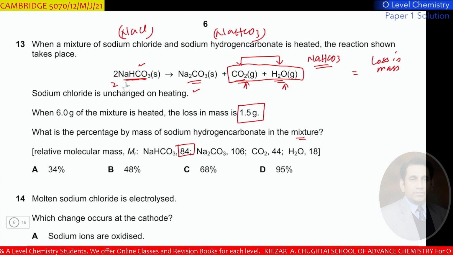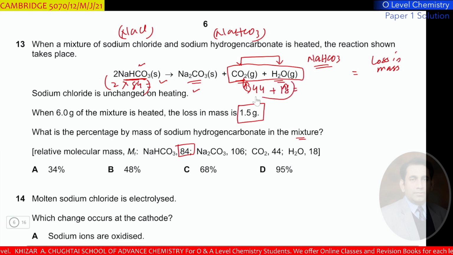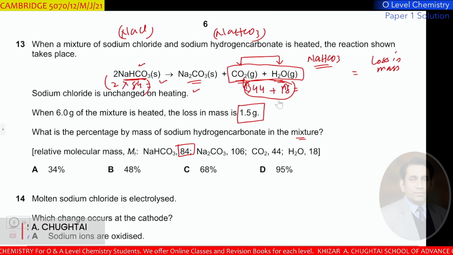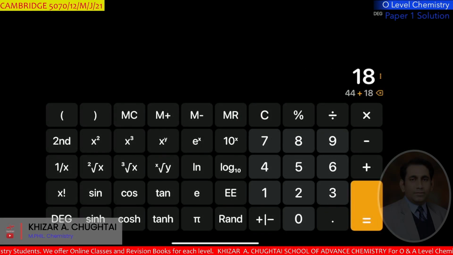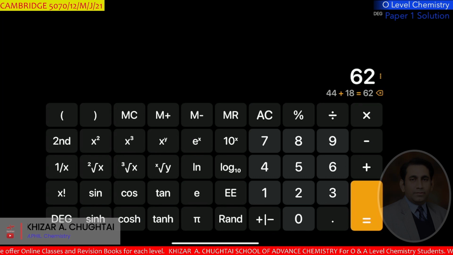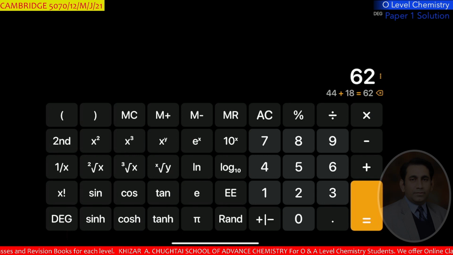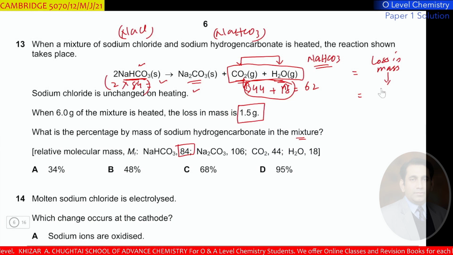According to the balanced chemical equation, 2 into 84 gram of sodium bicarbonate is going to be heated. How much CO2 is going to form? The mass of CO2 is equal to 44, plus the mass of 1 mole of H2O steam is equal to 18. So the total loss is equal to 44 plus 18, and here is the answer, that is equal to 62. So the loss in mass is 62.